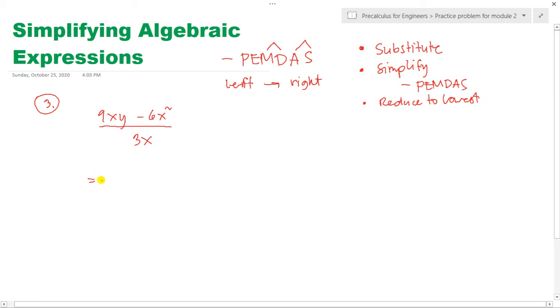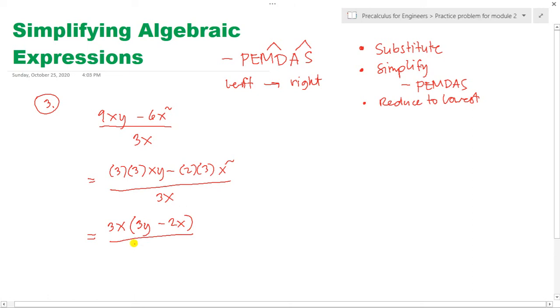In simplifying algebraic expressions, class, you need to factor out the common factors of the numerator and the denominator. It will be much easier, class. So we can rewrite 9 as the product of prime factors 3 and 3, and 6 as the prime factors 2 times 3, and x squared all over 3x. In the numerator, class, we have common 3, so extract the common 3, and also x kasi sa second term may dalawang x, so extract natin yung isa. What's left in the first term is 3y, the second term is 2x, all over 3x.